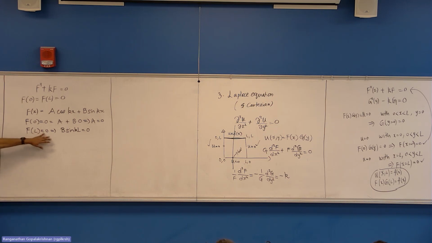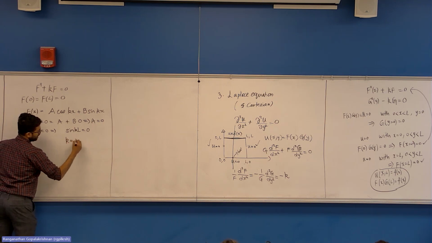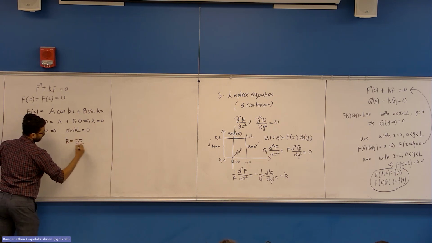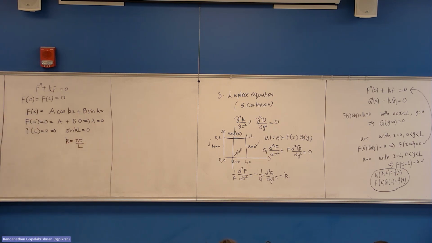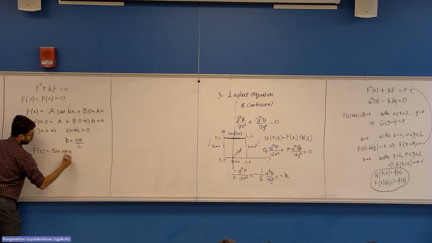We saw this already when we did the wave equation, that this b will be multiplied with one more constant. So I'm going to stop referring to this b for a while, because a constant will anyway be coming up when we do the other solution. Okay, so sin kL is 0, so kL should be n pi, or k should be n pi over L. So I have a solution f of x, which is sin n pi x over L.